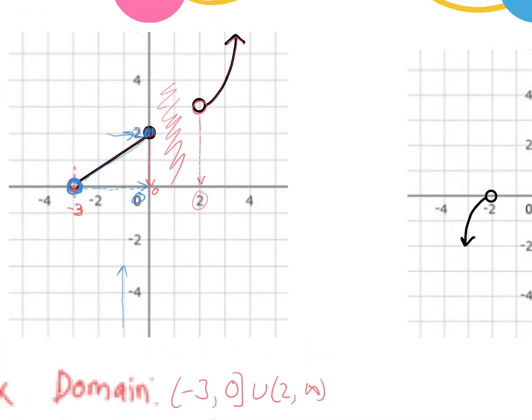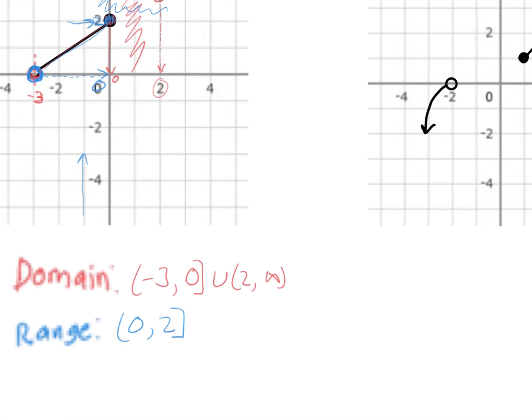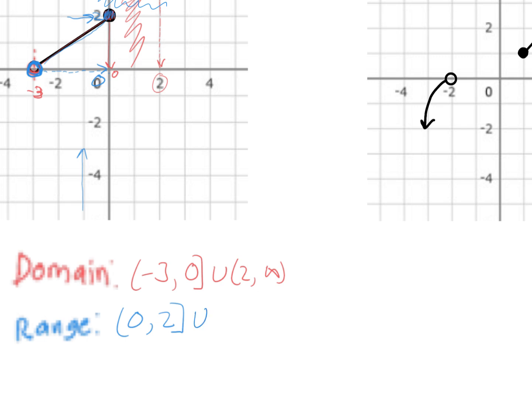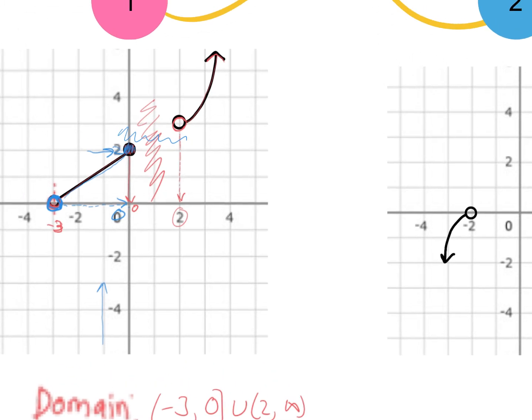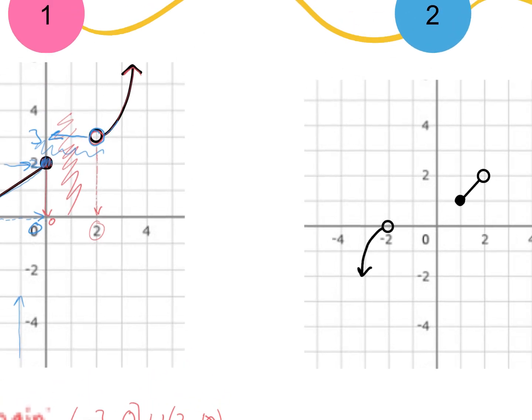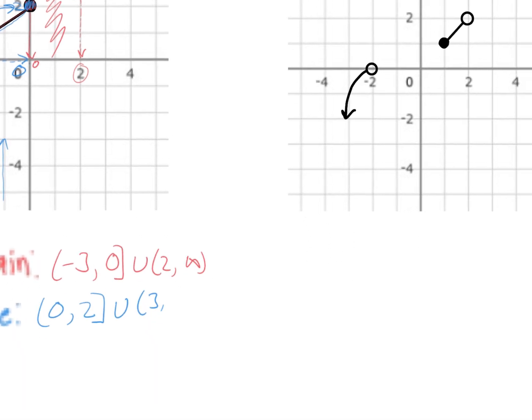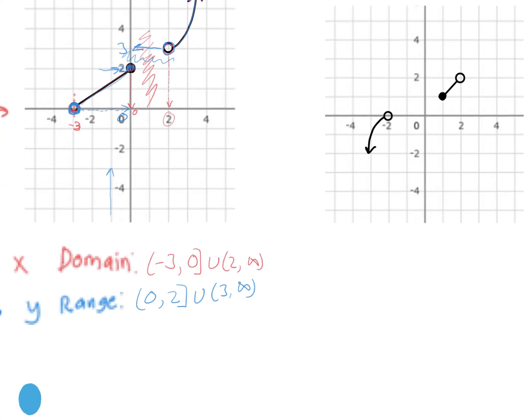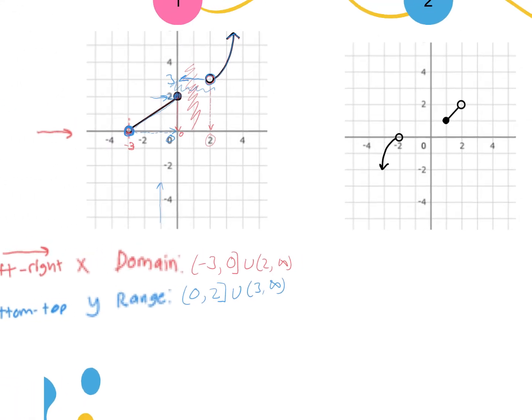We see another little gap right here between the two pieces of our function, so we're going to write a union, U. And we start again at this open circle, which is a y value of 3. So union, we have parentheses 3, and then we're going up to infinity, because we see the arrow pointing upwards, which means we're going forever in that direction. So from 3 to infinity is going to be the last part of our range. So this is our domain and range.